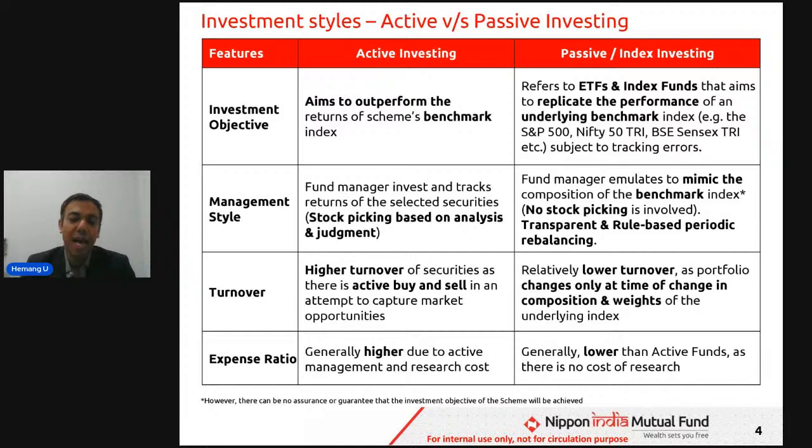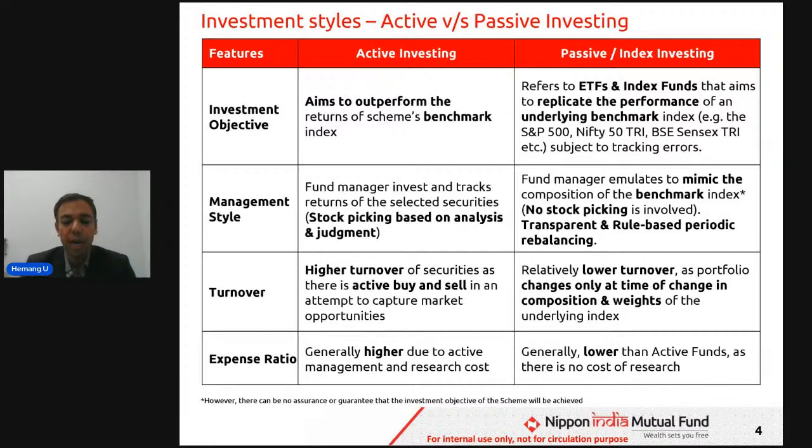In an active fund, as the call is taken at a higher frequency, there is a higher turnover. Hence, there is an added cost to it, right? And because it is based on the research of the fund manager and the analyst, there's also that cost involved, which is known as a research cost. So generally, the expense ratio tends to be higher. While in passive funds, as it is replicating, emulating the performance of the underlying index, no research cost is involved. Also, the turnover tends to be lower because it only changes at the time of a change in the index, which mostly is on a semi-annual or quarterly basis. The cost tends to be lower.